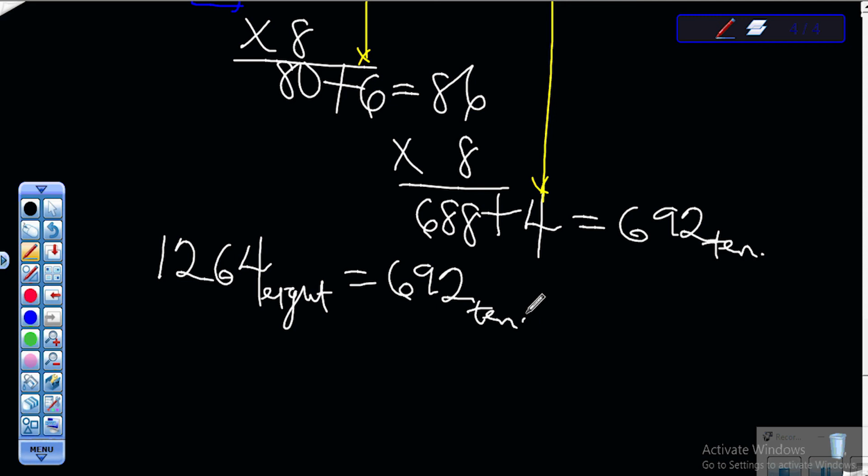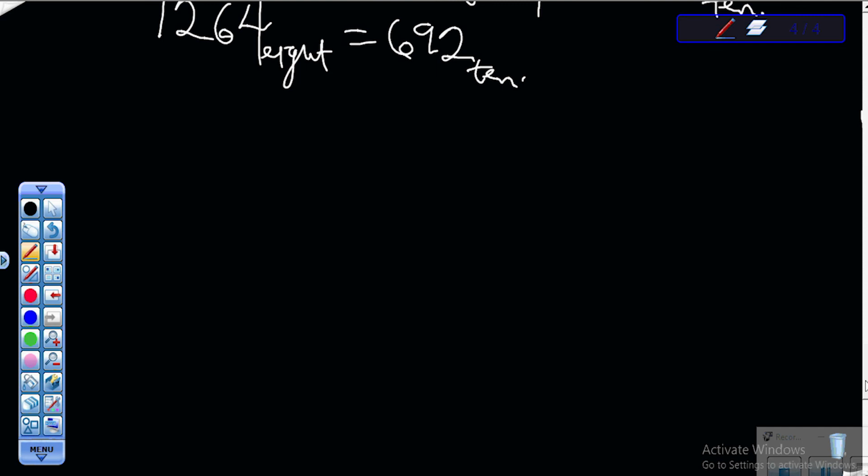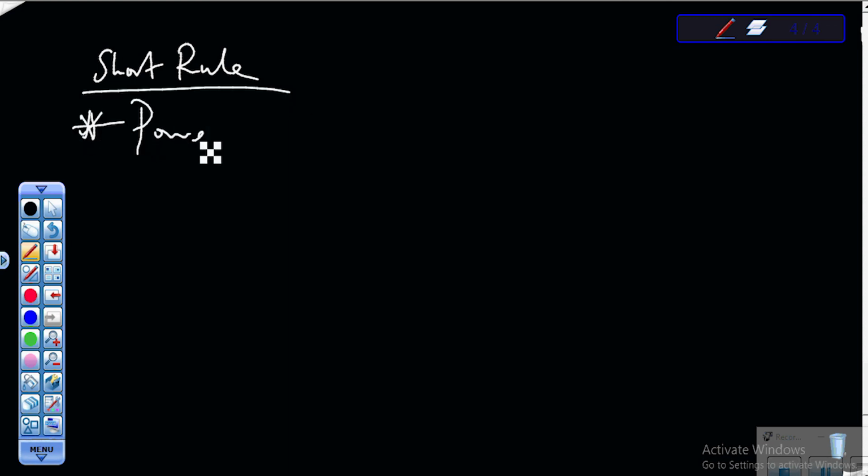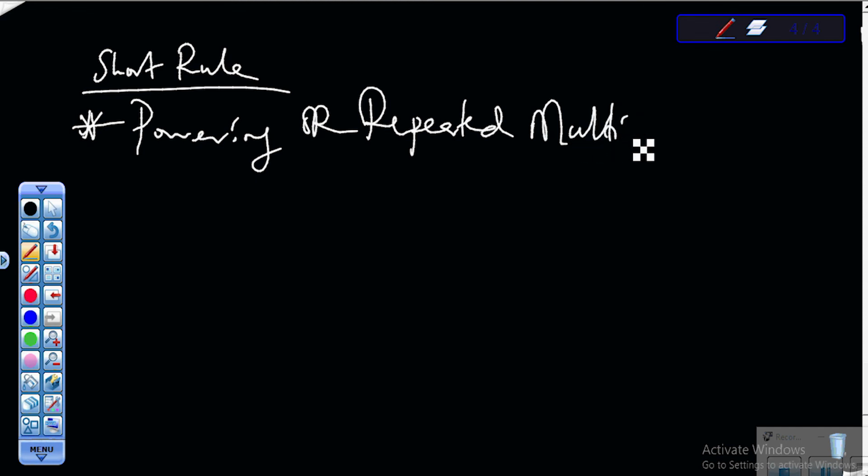So I want you to note some things. There are some rules you need to know, so write them down as I'm saying them. The first rule is that anytime you are using the powering method, or repeated multiplication, it can only take you down to base 10. So don't be confused.